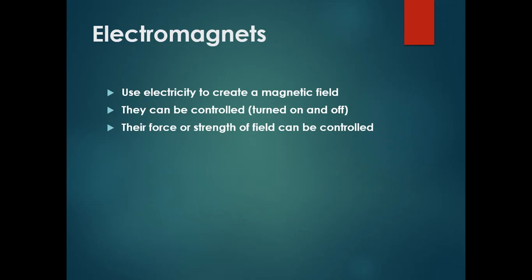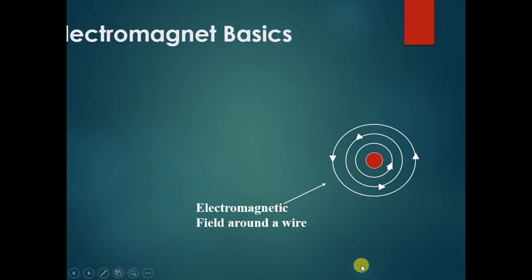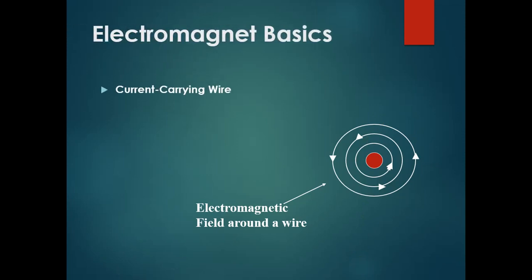So for electromagnetic materials, see here, the electromagnetic field is around the wire. The electrons move through the wire. See here, a current-carrying wire needs an electron flow. What do we require? We need the electrons to flow.